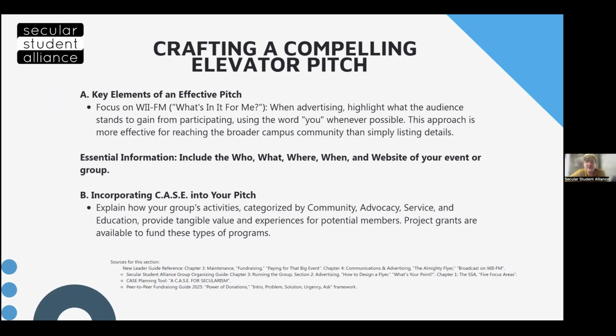So now we're going to take some of those motivations, the answers to those prompts, expand on them a little bit, give them some structure, and craft a compelling pitch. So you really want to focus on the what's in it for me when advertising, highlighting what the audience can gain for participating. Try to use the word you as much as possible and incorporate some of our CASE framework into the pitch as well.